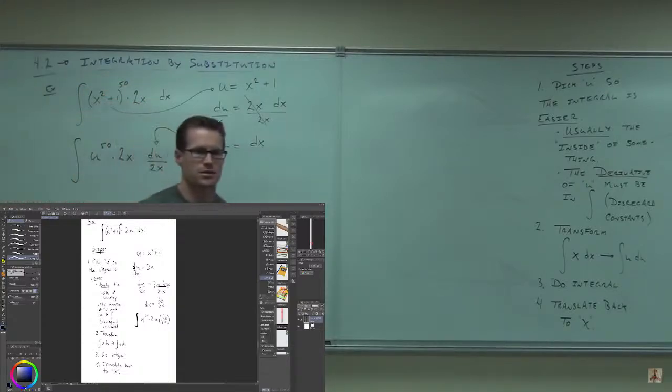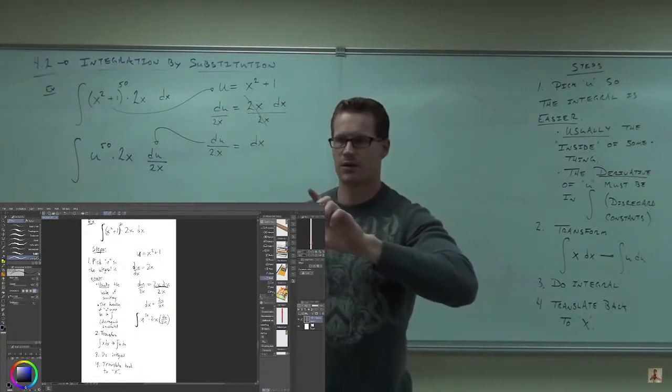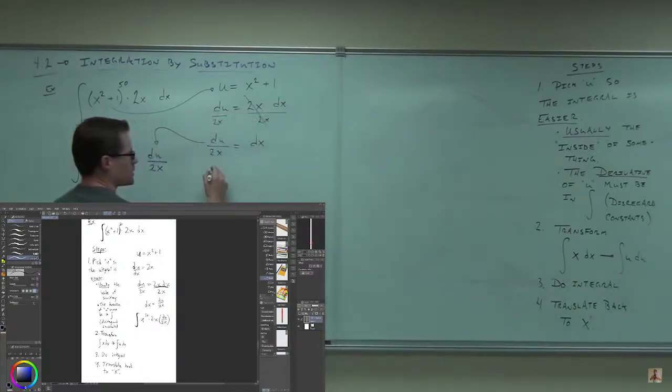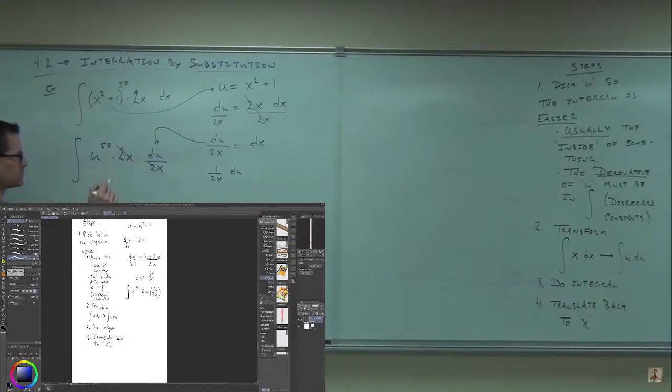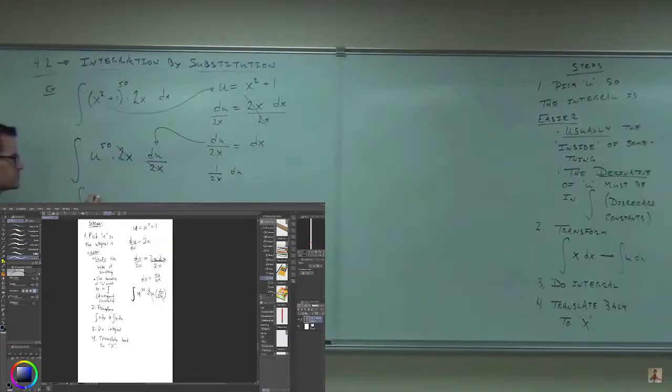Hey, look at the two x's. Is one on the numerator, one on the denominator? This is basically like writing 1 over 2x du, like that. Your two x's are gone. Gone. Integral of u to the 50th du.